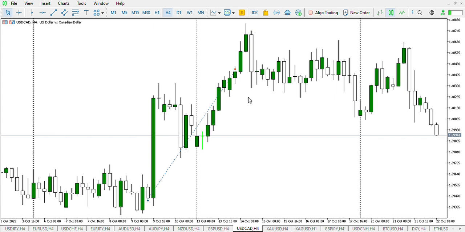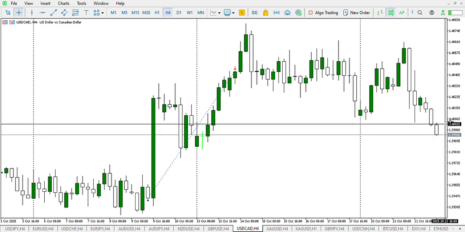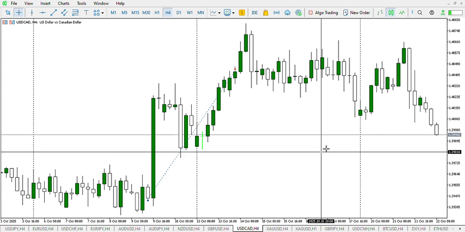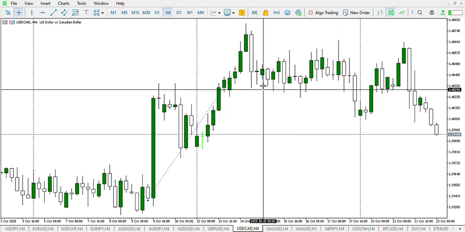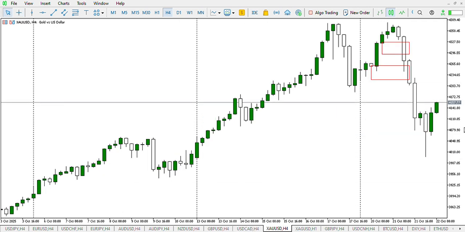On USD CAD, you can see price looking for a support in this zone, so we can expect price to give a pattern to ride it up. On gold, price could not get a support here, neither a support here, and you can see price finding support at this particular level.